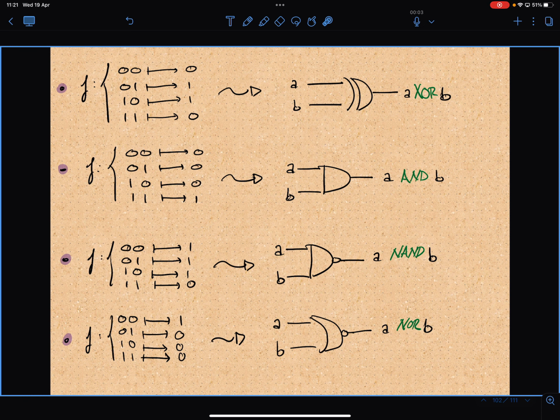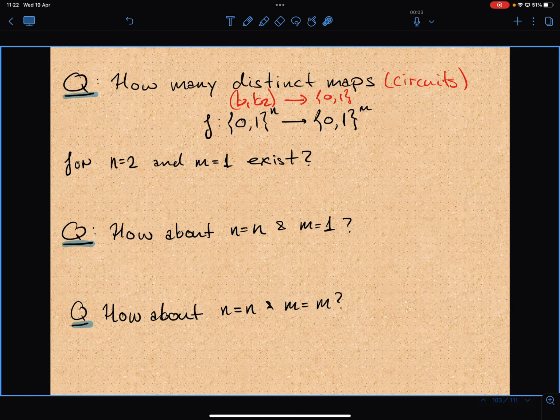How many are there? And then the generalization is, if it's a sequence of n bits that maps to either 0 or 1, how many are there? And then after that, if it's a sequence of n bits that maps to m bits, how many are there?